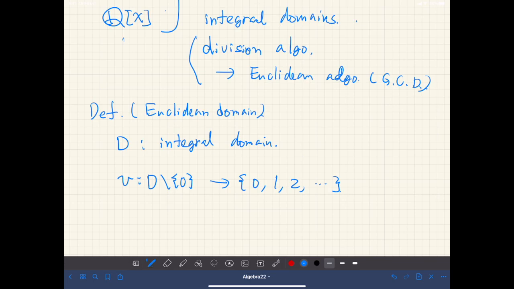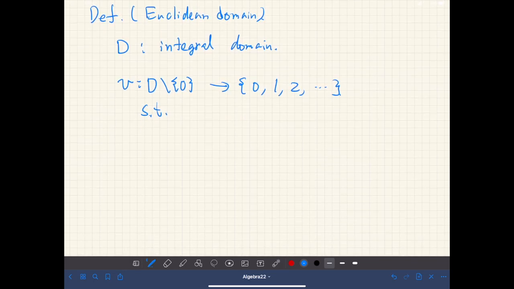Okay, so non-negative integers, such that this mapping has the following properties. One, for all elements A and B in this D except for 0, we have V of A is less than or equal to V of A times B. Okay, the result of this mapping is a non-negative integer, so we can just understand this inequality as an inequality between two integers.